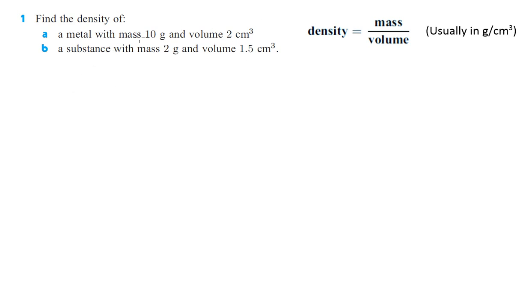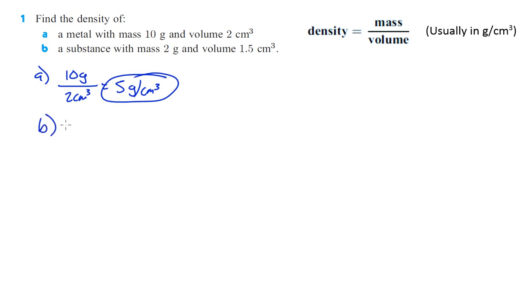So we're just going to put the mass on the top, which is 10. So we got 10 grams over 2 centimeters cubed. 10 divided by 2 is 5 grams per centimeters cubed. All right, that is the density. So that means every cubic centimeter, a little cube 1 centimeter by 1 centimeter by 1 centimeter, is going to be 5 grams of that metal.